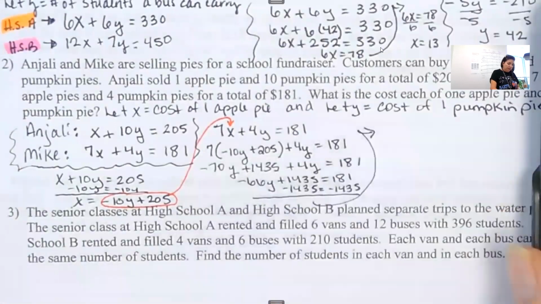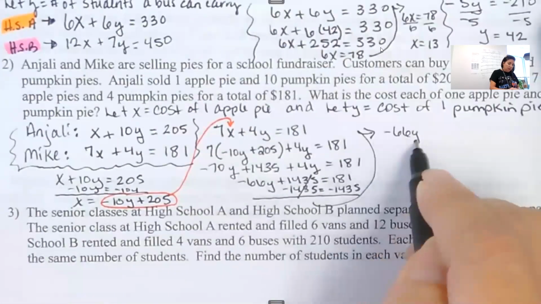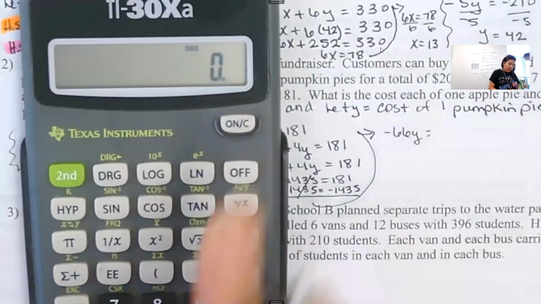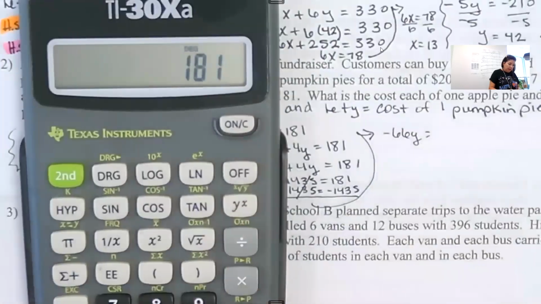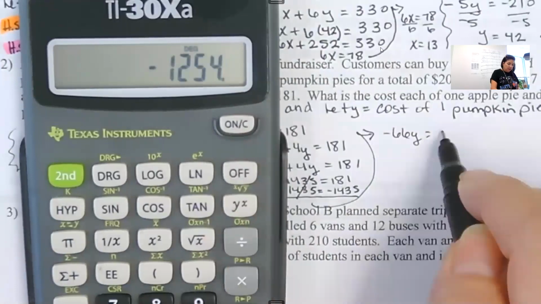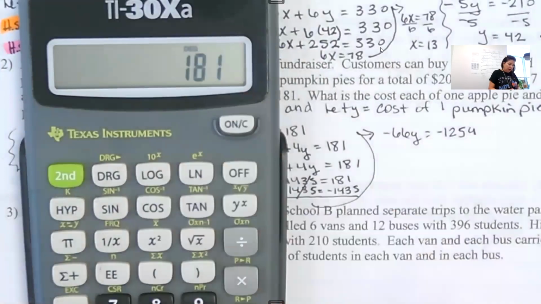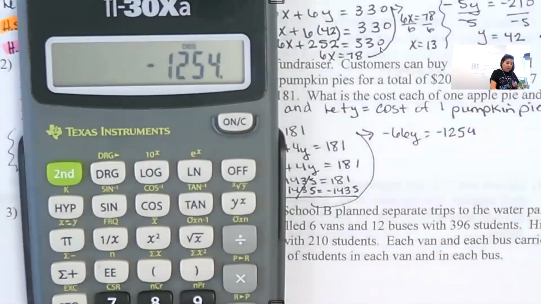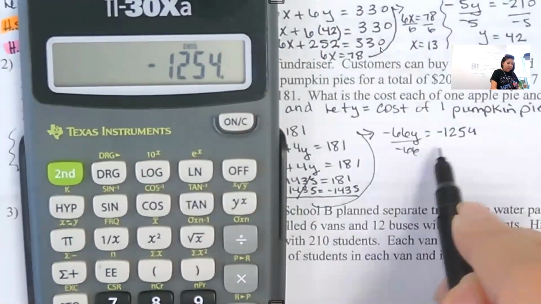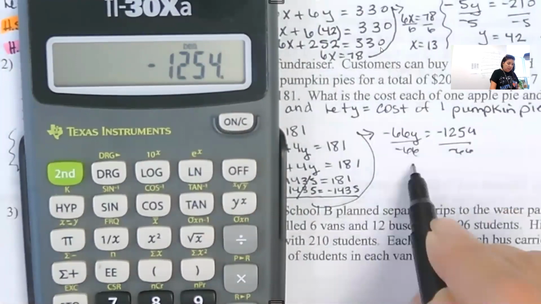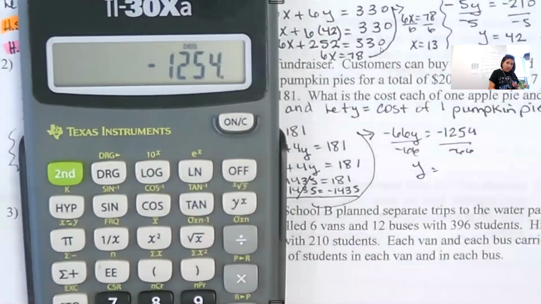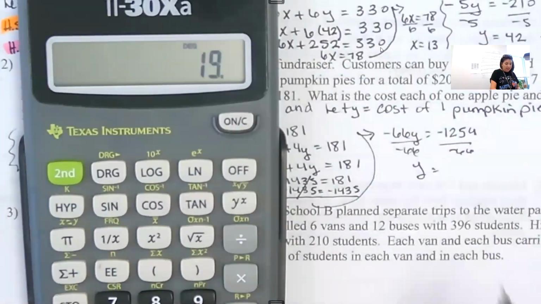So I'll have negative 66y equals 181 minus 1,435. I get negative 1,254. Of course, I always check myself before I wreck myself. And then I'll divide each side by negative 66. And negative 1,254 divided by negative 66 is positive 19.